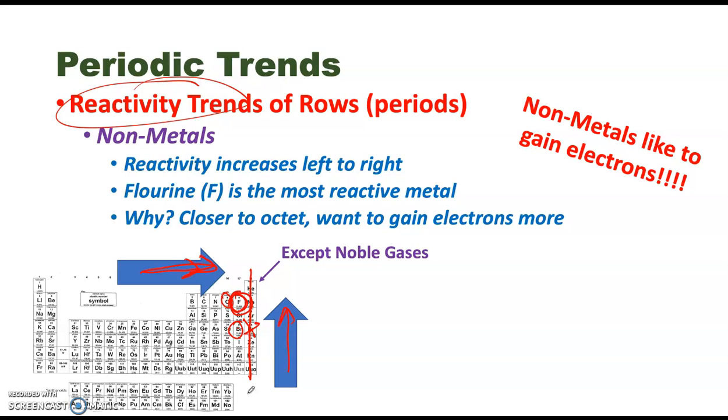They do kind of violate this trend because yes, technically they are on the far right, but they aren't reactive at all. So the halogens are actually the most reactive nonmetals.